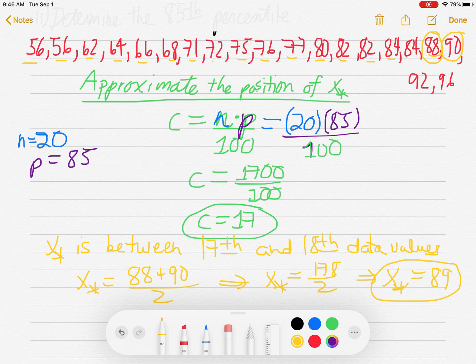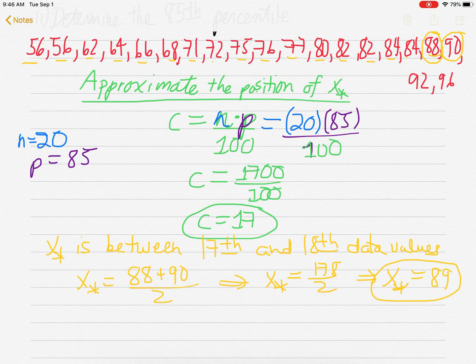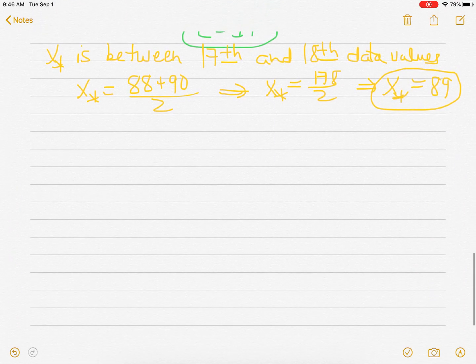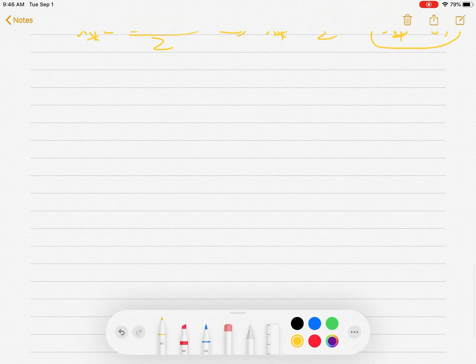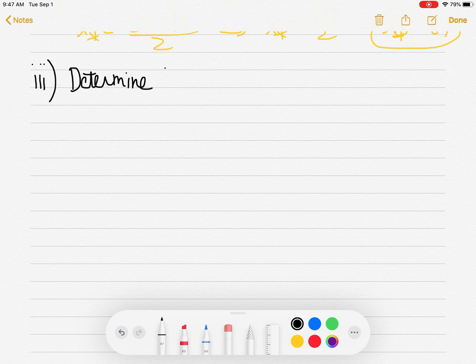Let's do one more. In these cases, our approximate position landed on a whole number. Let's do one where our approximate position lands on a decimal. This would be number 3. Determine the 32nd percentile.